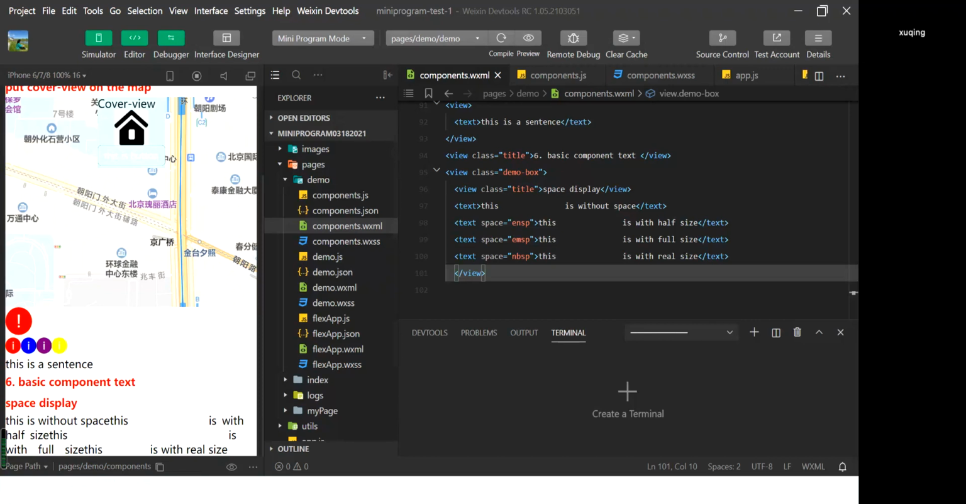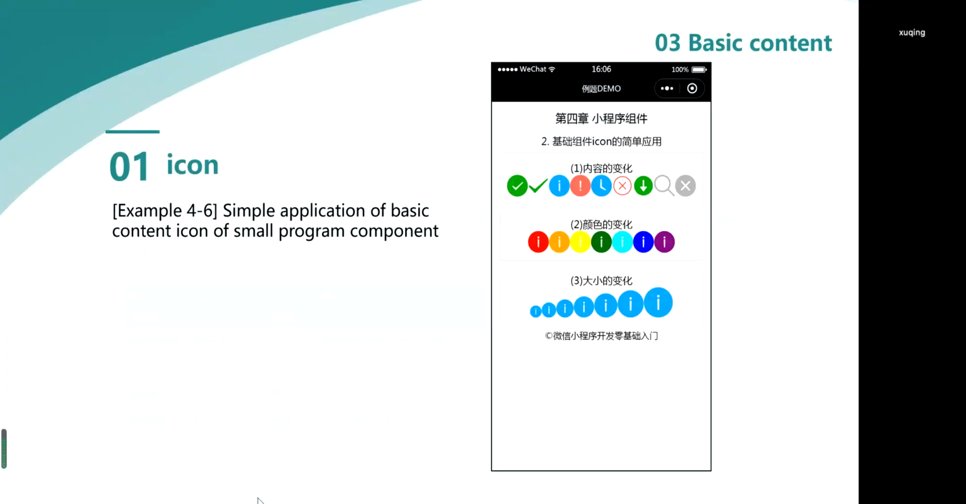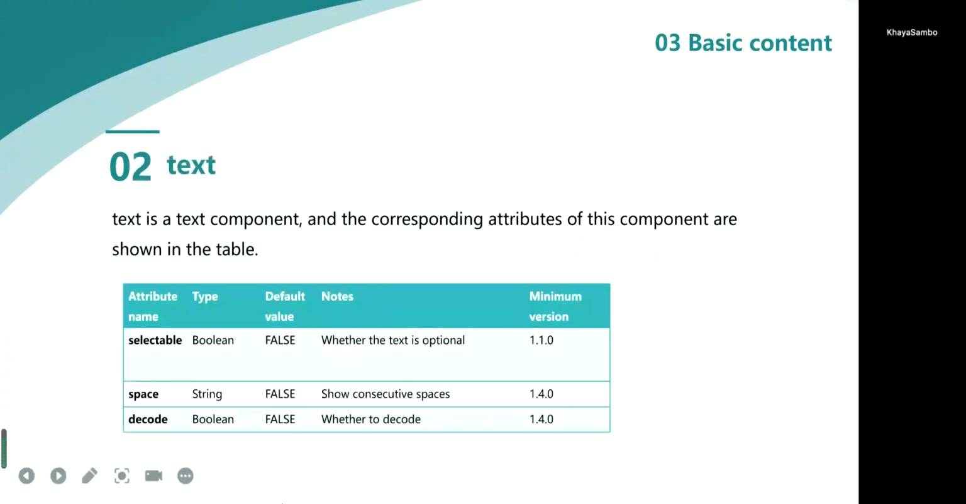Is it clear for this part? The size. Yes, Ashi. We have already tried the selectable and the space for this text component. These 2 attributes, we have already tried them to see whether the text is selectable and to show consecutive spaces. You can also try the decode to see whether to decode it or not.